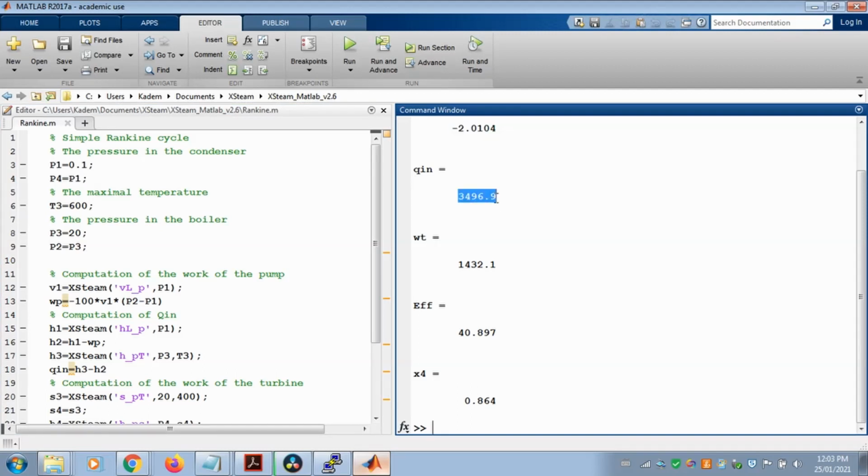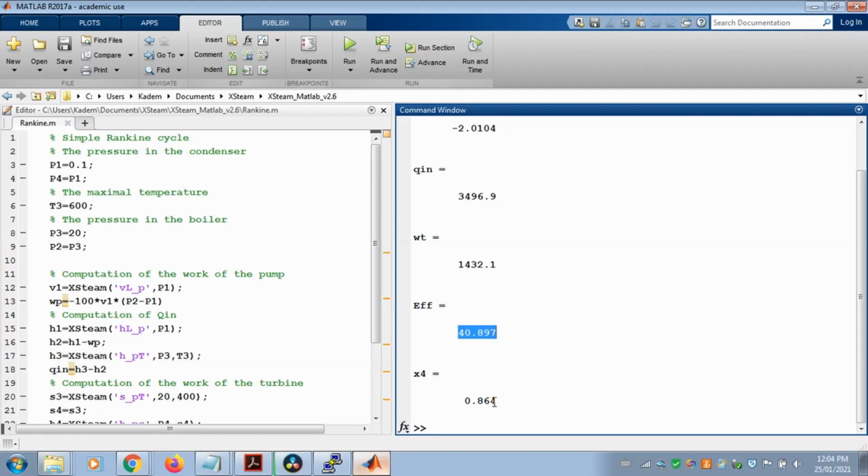The Qn increases significantly from 3054 to 3496.9. The work of the turbine increases also, which is expected. And here we have the efficiency also increasing. And we also have a quality that is increasing significantly.